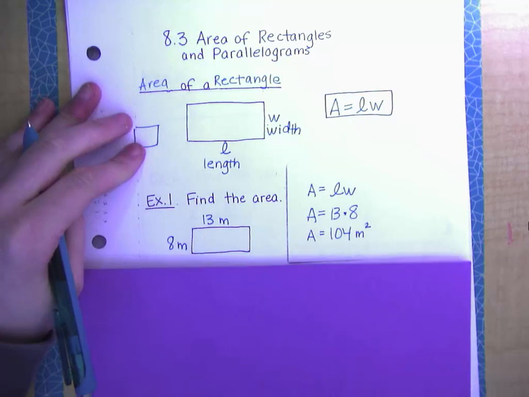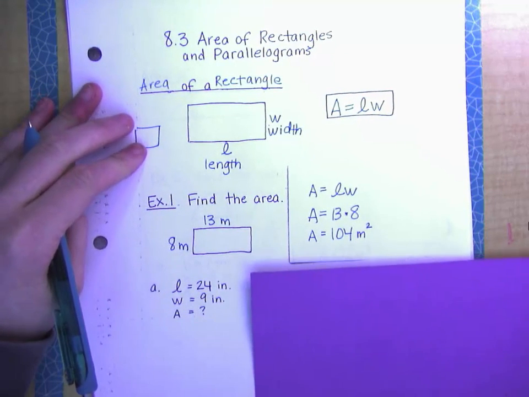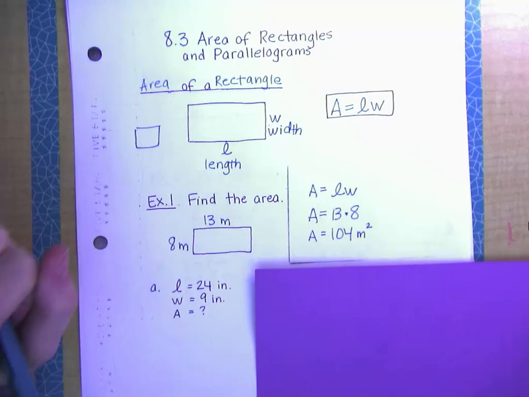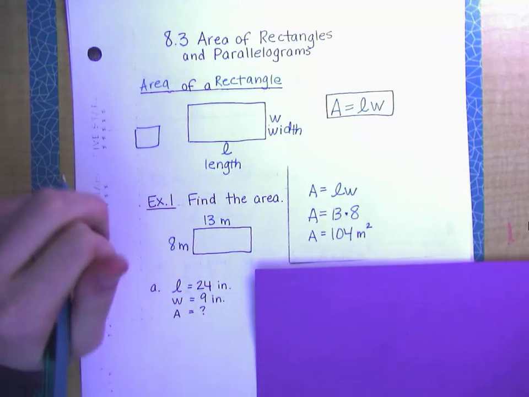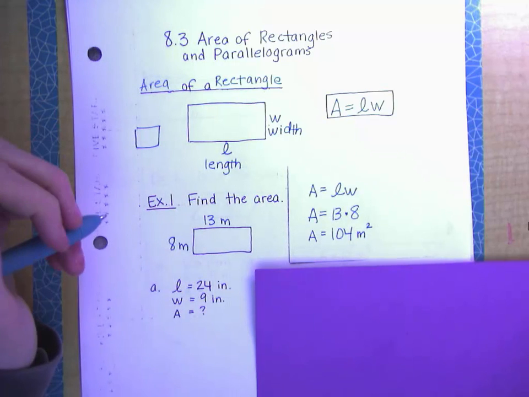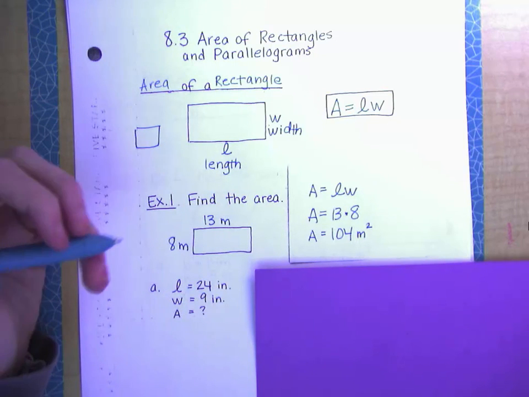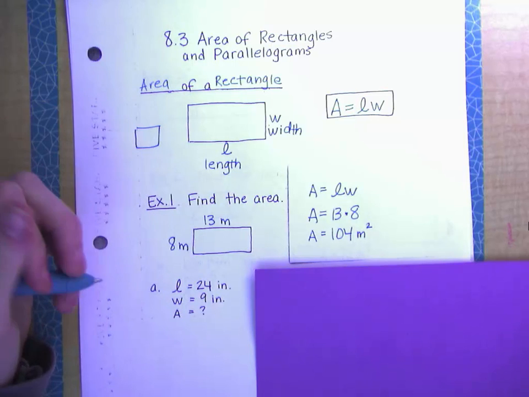Okay, so let's look at a couple of examples. Let's start with A. So you may not always be given the shape, like a picture of the shape. They may just go ahead and tell you what the length and the width is and that they want you to find the area. And in that case, it's pretty easy.